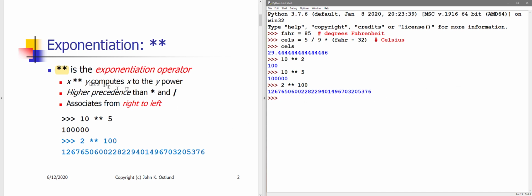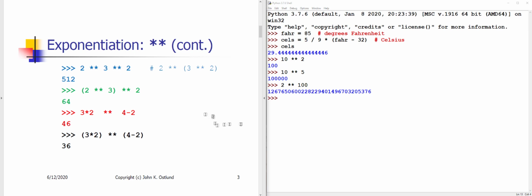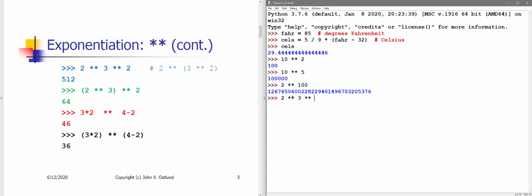Now, the star star has higher precedence than multiplication and division, which in turn we talked about have higher precedence than addition and subtraction. And another thing that's peculiar about exponentiation compared to the other four arithmetic operators we've introduced so far is that exponentiation associates from right to left. So if I were to say 2 star star 3 star star 2, this is valid. We're saying 2 to the power of 3 to the power of 2.